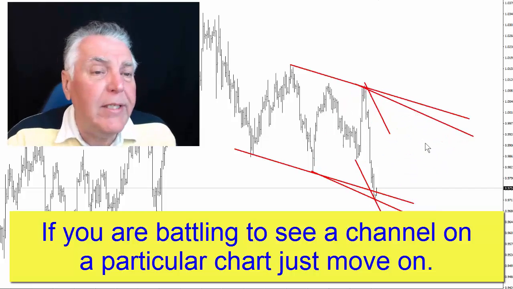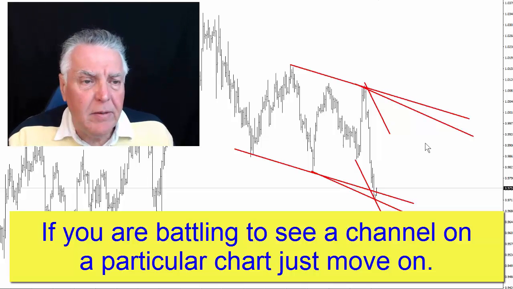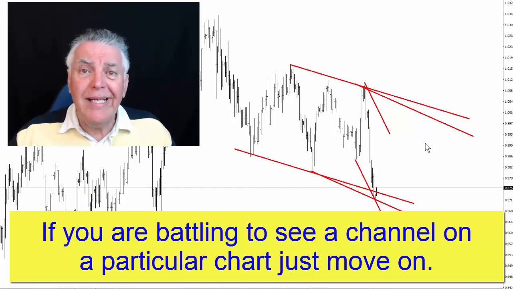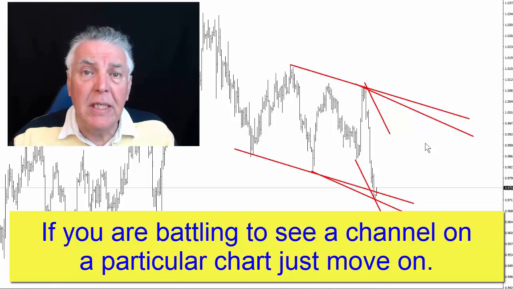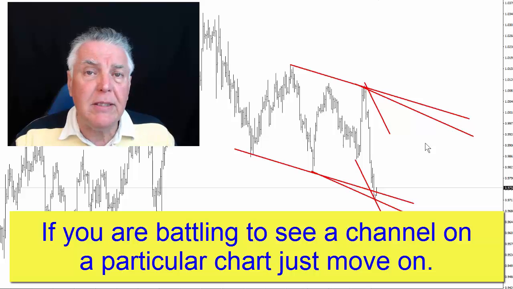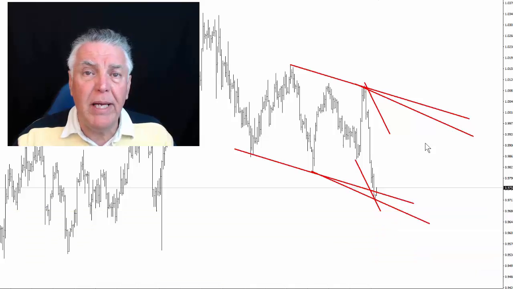And there's lots of ways of looking at that particular price action, but if you can't clearly see the channel price action and draw the channel without guessing, then just move on to the next currency and try and find a more defined and clear channel. Don't try and squeeze blood out of a stone in terms of that.